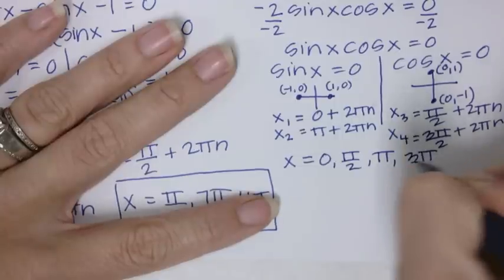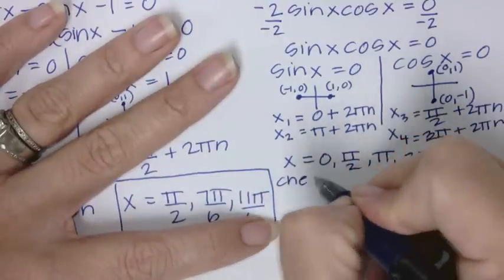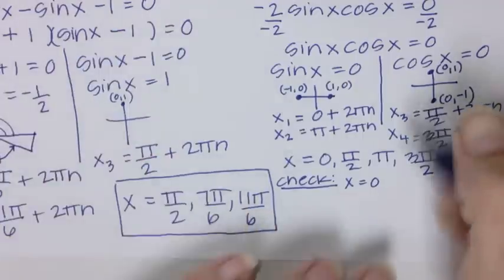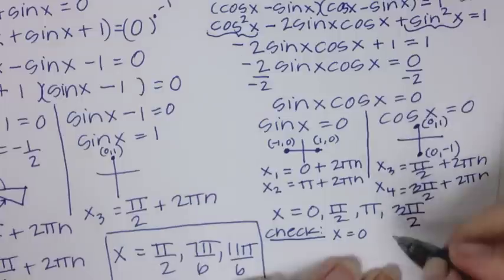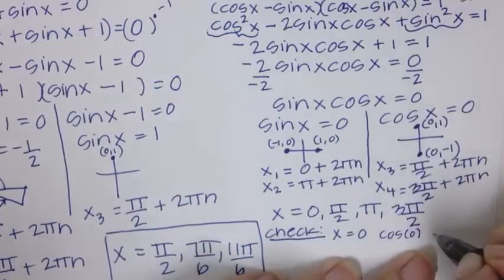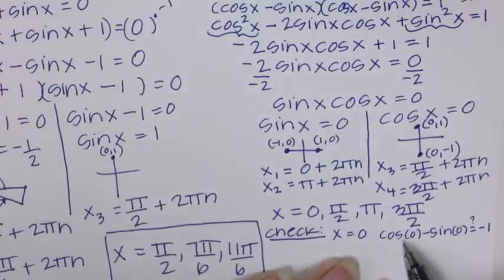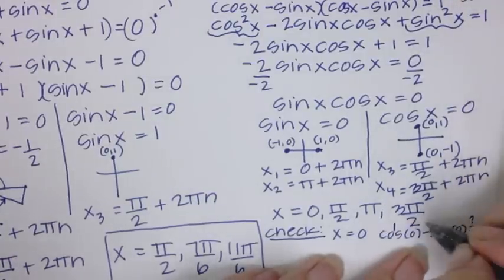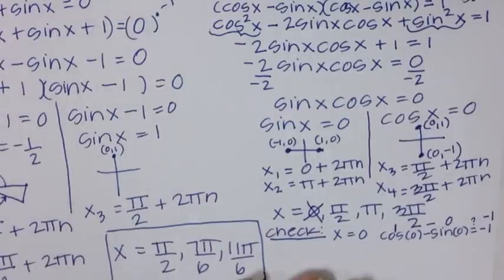I'm not going to box this just yet because remember we have to check for extraneous solutions. So I'm going to just put a little check here. We're going to start with x equals 0. Whenever you check, you need to plug it back into the original equation before you squared it. So it's the thing that was printed on the paper. So does cosine of 0 minus the sine of 0 equal -1? Well, cosine of 0, so here's 0, cosine is 1, so I get 1 minus 0. Does that equal negative 1? Nope, it equals positive 1, so that's not a good solution.